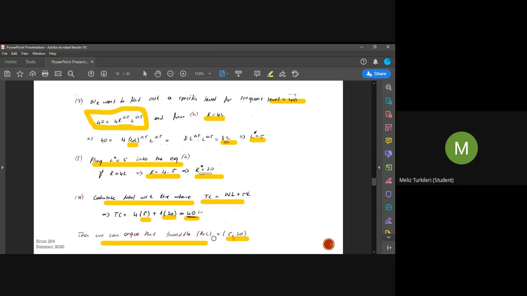I wrote this part wrong. This should be L and K, not K and L. Okay.